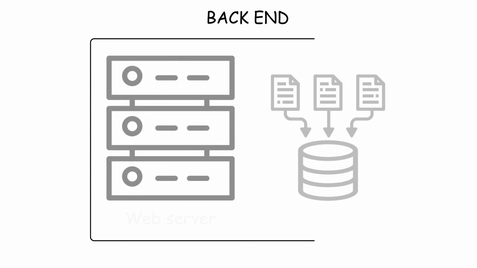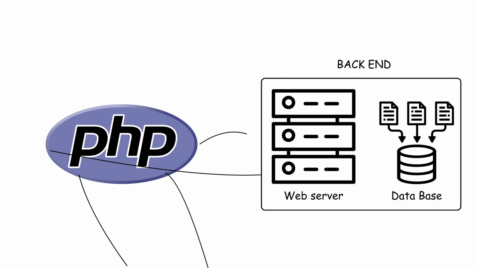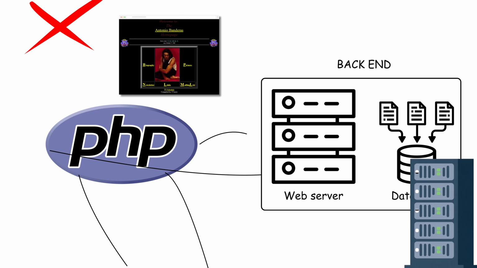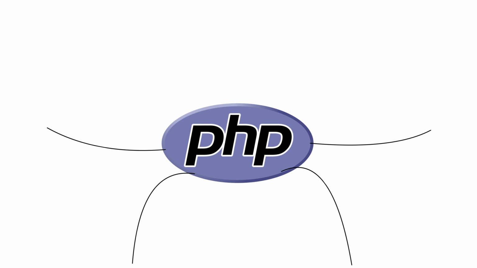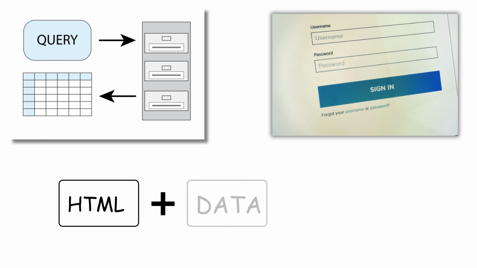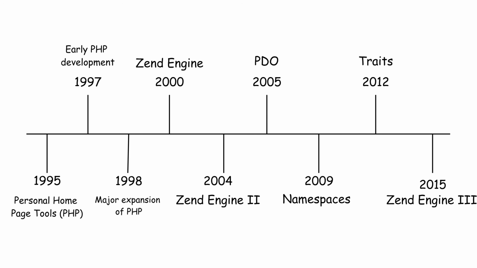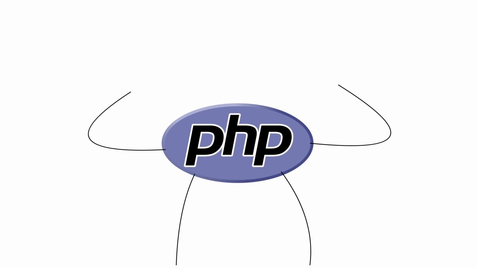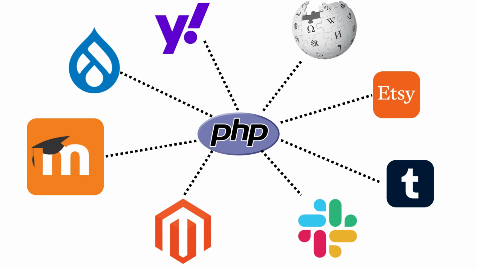PHP works on what's called the back end of a website. That means it runs on the server, not on your screen. When you open a page, PHP is the one working behind the scenes, checking if you're logged in, pulling up your data, and putting the page together before it's sent to your browser. Over time, more features got added, and PHP grew into a full language used by websites everywhere.